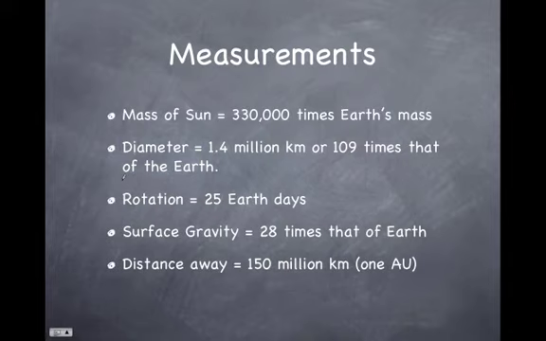Rotation, it takes about 25 Earth days for it to rotate once. Its surface gravity, if you could stand on the surface, which you can't because it's plasma and you would burn up instantly, is about 28 times that of Earth, and that's due to the increased mass and density of the sun. And it's 150 million kilometers away from the Earth, which we call one astronomical unit, and that's just the average distance between the Earth and the sun. Now, of course, our distance changes, but so little it doesn't really matter.